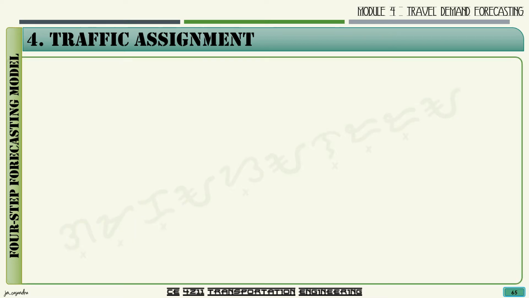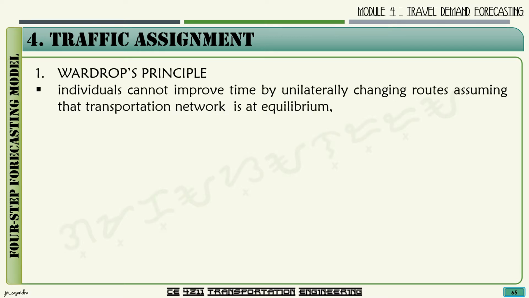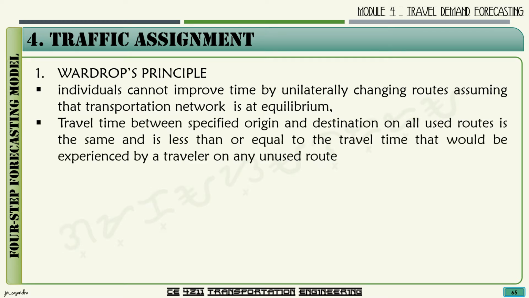The first principle for traffic assignment that we use is the Wardrop's principle. In here, the individuals cannot improve time by unilaterally changing routes, assuming the transportation network is at equilibrium. So the travel time between a specified origin and destination on all used routes is the same and is less than or equal to the travel time that would be experienced by a traveler on any unused routes.